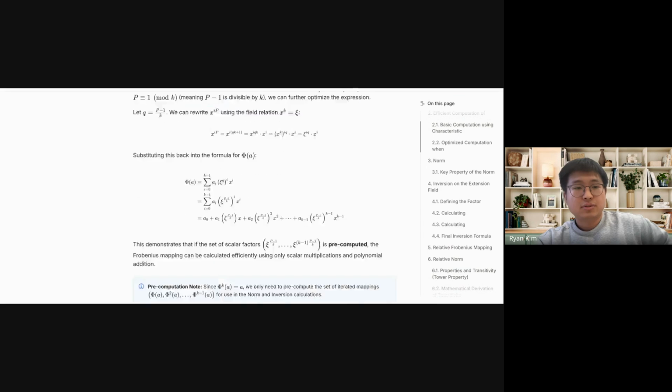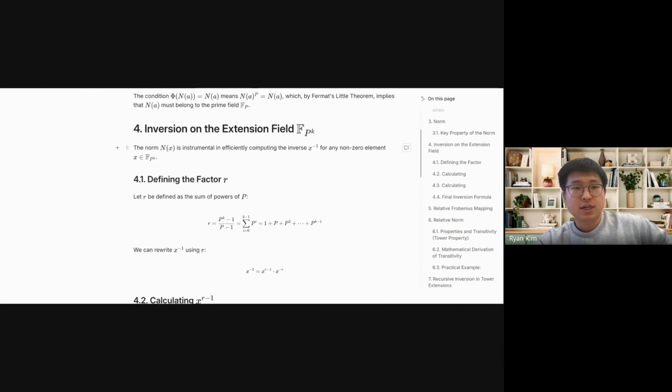But the problem is that now we need this Frobenius mapping on an extension field that looks like something like this, which is constructed using a tower of extension fields. So this F_p^n is an extension field based on a prime field, but this F_p^n is an extension field based on another extension field. And in that case, we have two different Frobenius mappings.